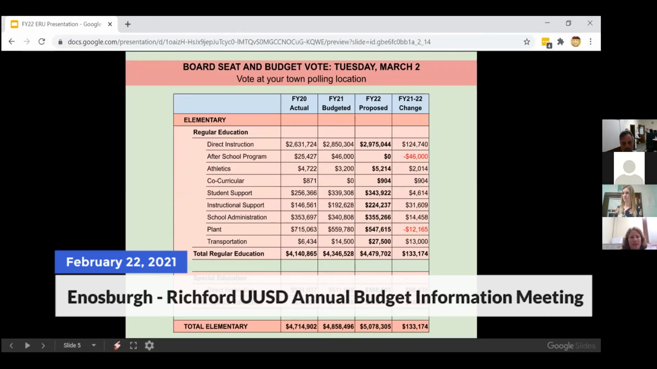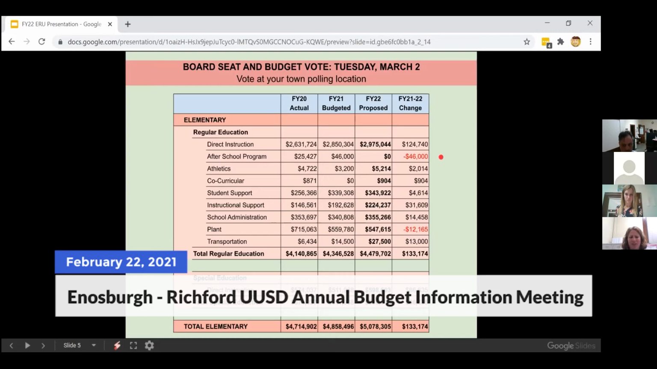Okay, and so now this is our elementary. And so you can see direct instruction is up slightly, and that is due to salary and healthcare increases. You'll see the after school program is a decrease right there, and you'll see that in following slides, that line, the after school program has been moved to the district expense. So you'll see it's been taken out of each grade band or section and moved over to the district. So that's why there's a decrease there.